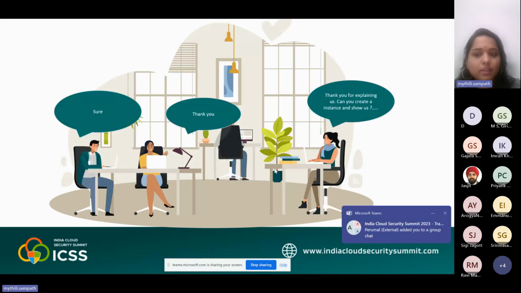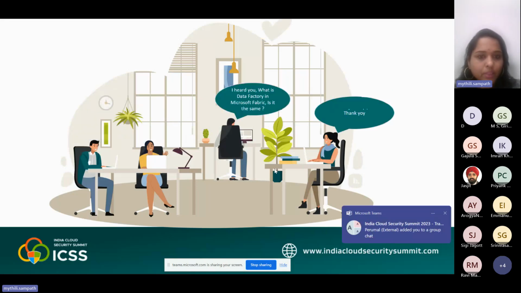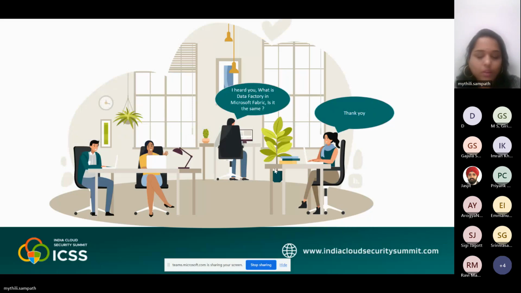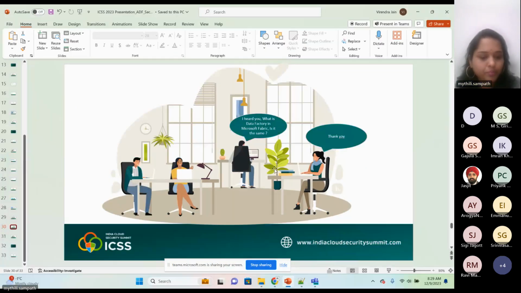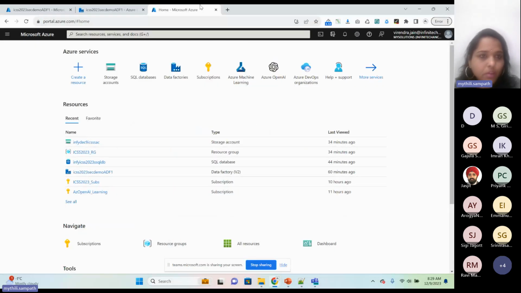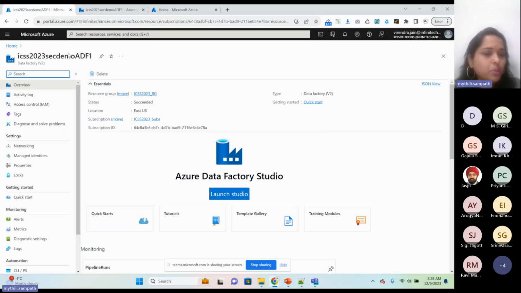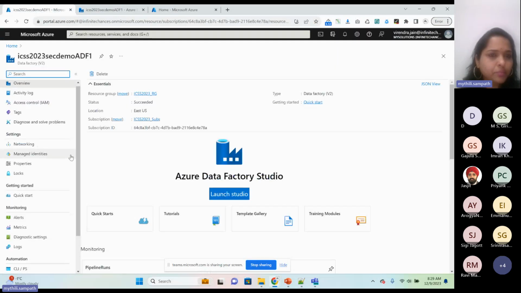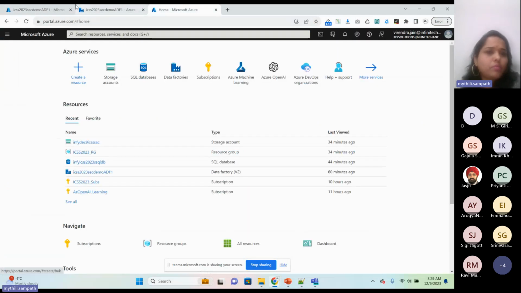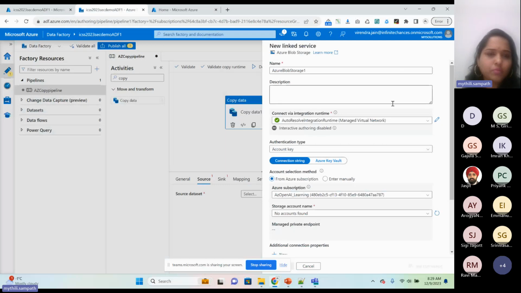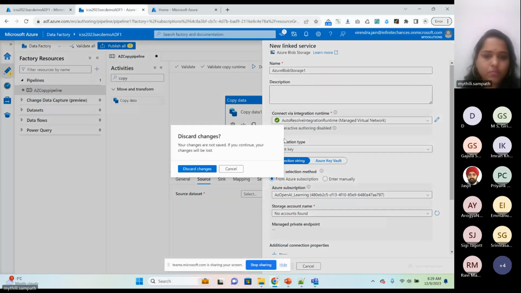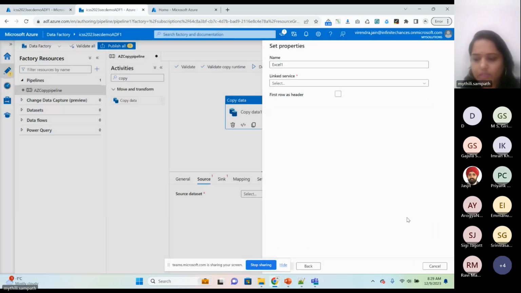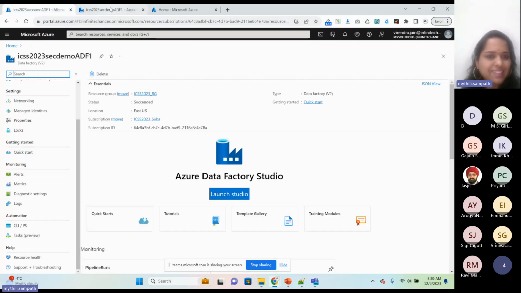Okay, and then thank you. Let me quickly create one and show you. I don't think I'll be able to, but let me go to the Azure portal and create an Azure Data Factory. It's going to launch the Azure Data Factory creation. I'll take a minute to show this.